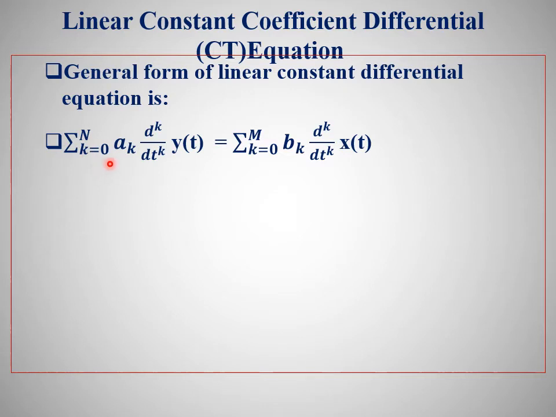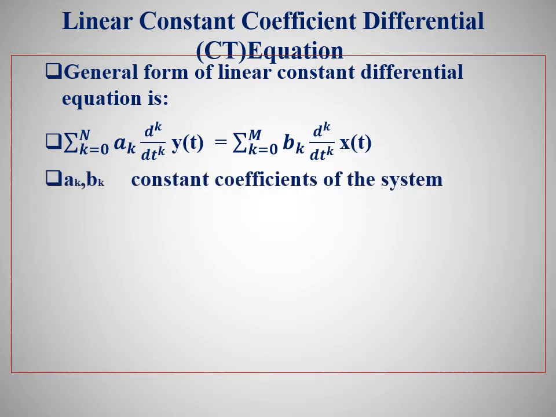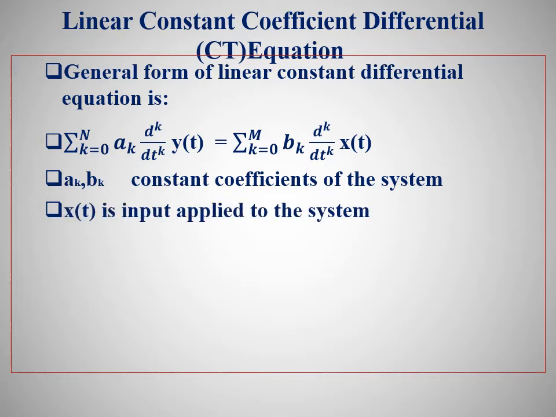summation k equal to 0 to N a_k d^k/dt^k y(t) will be equal to summation k equal to 0 to M b_k d^k/dt^k x(t), where a_k and b_k are constant coefficients of the system and x(t), as usual, is the input applied to the system. y(t) is going to be the resulting output.